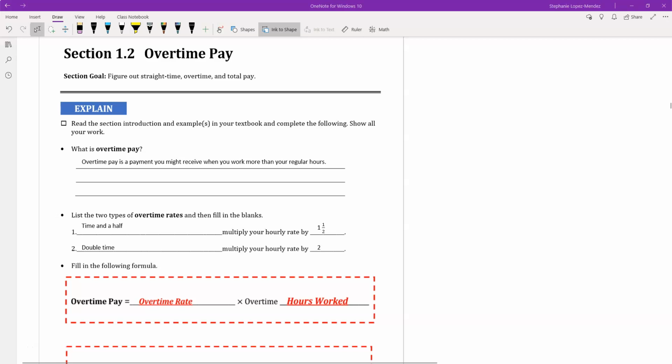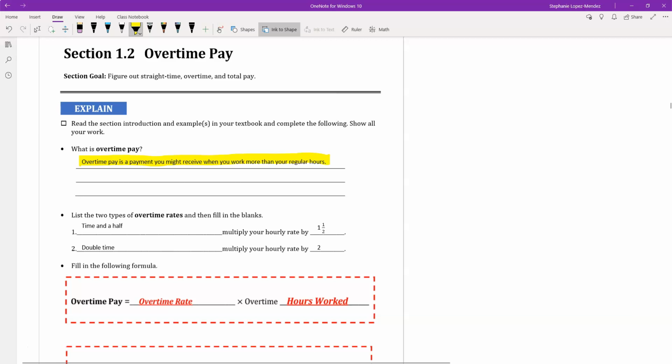This is section 1.2, overtime pay. So in our first question, we have, what is overtime pay? Overtime pay is a payment that you might receive when you work for more than your regular hours.